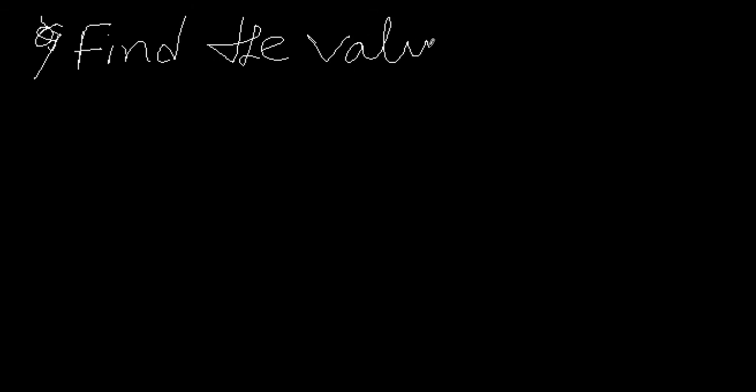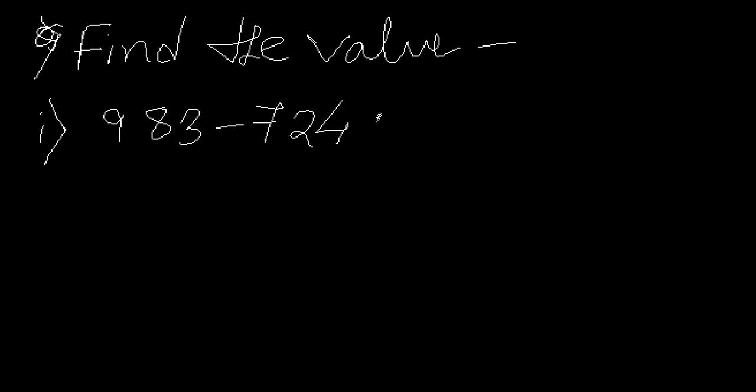Okay, so we have a problem here where we'll do a combination of addition and subtraction. Say my question is given like this. I need to find the value of the following: 983 minus 724 plus 209. How do we do this sum?